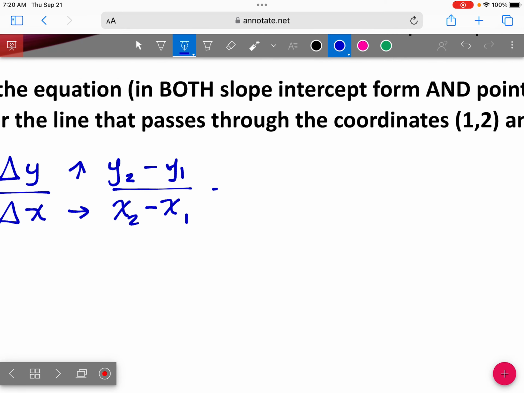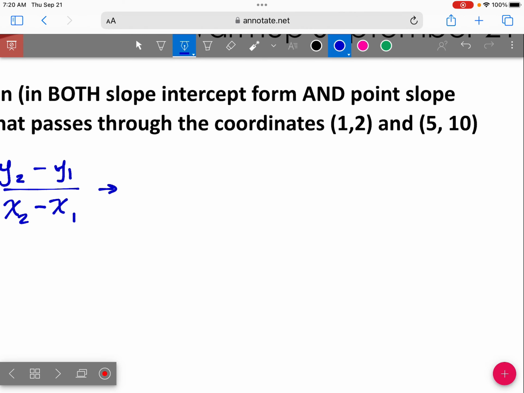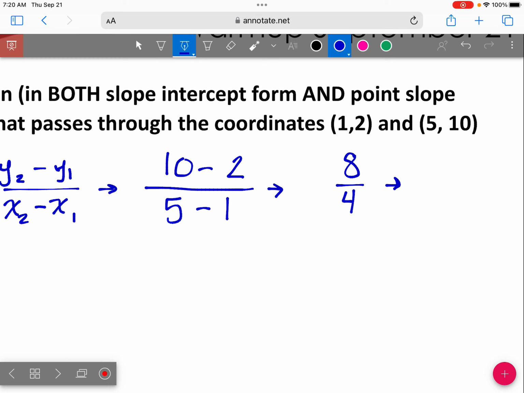Okay, so to find our slope in this particular case, we're going to take our y values, which would be 10 and 2, and subtract them. And we're going to have 5 and 1 and subtract them. If you do it with the 2 and the 1 in the front, that's totally fine, as long as the 10 and the 5 are together and the 2 and the 1 are together. Because what we have here is 10 minus 2 gives us 8. 5 minus 1 gives us 4. 8 over 4 simplifies down to be what?